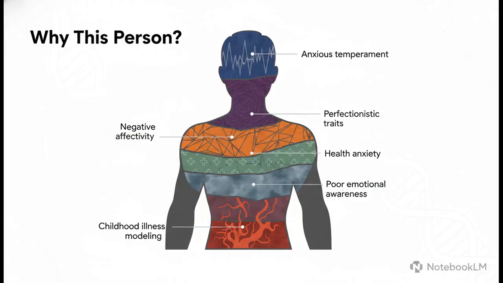So, first up, why this particular person? Here we're looking for those long-standing vulnerabilities. Things like an anxious temperament from way back, a tendency toward negative thinking, or maybe perfectionistic traits. It could also be a history of health anxiety, or just having a tough time recognizing and naming emotions. Basically, what's in this person's background that makes them susceptible to expressing distress this way?